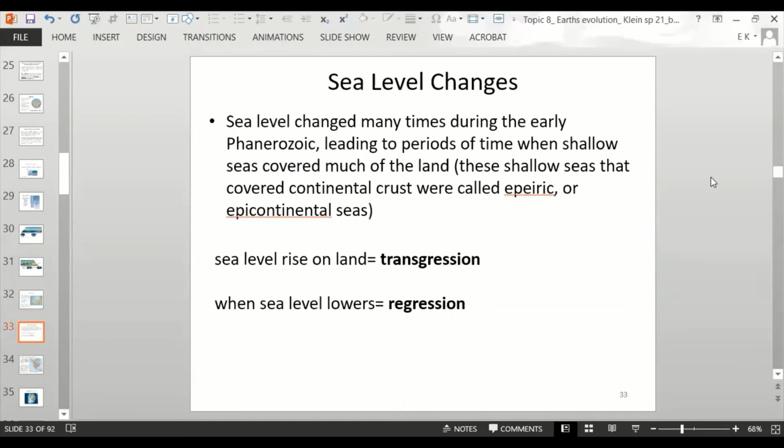So sea level changed many times during the early Phanerozoic, and this led to periods of time when shallow seas covered most of the land. These shallow seas that covered continental crust were called epeiric seas or epicontinental seas. And when sea level rises onto land, we call it a transgression. When sea level lowers, we call it a regression.